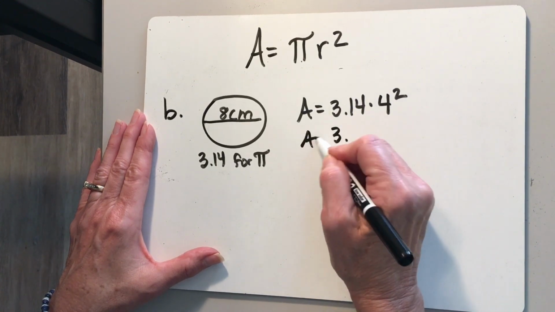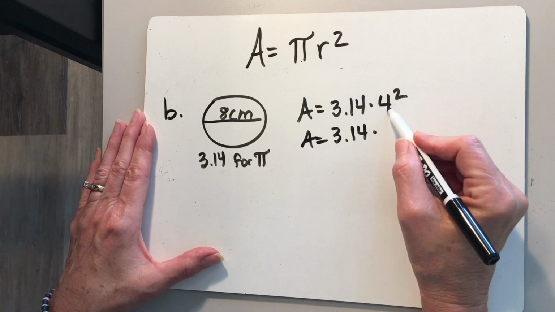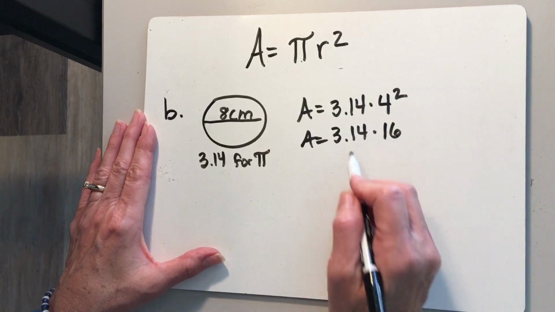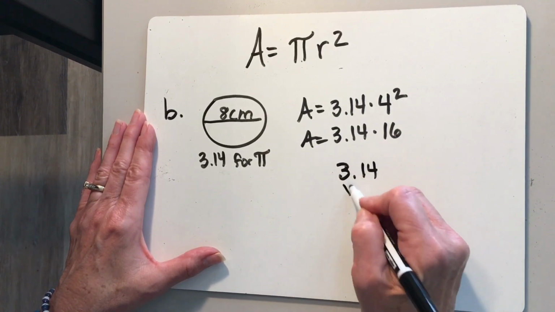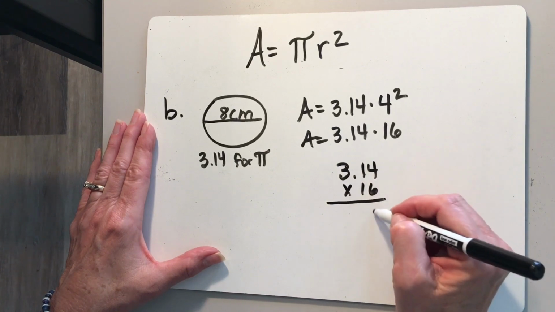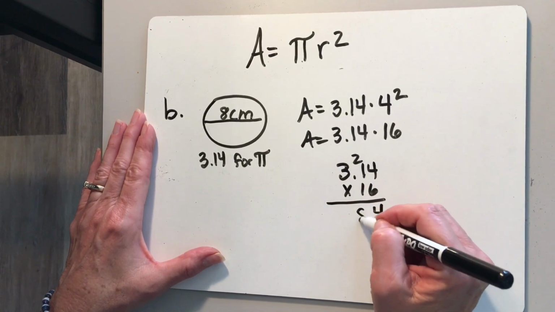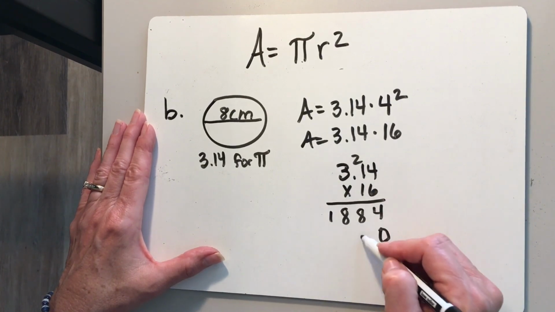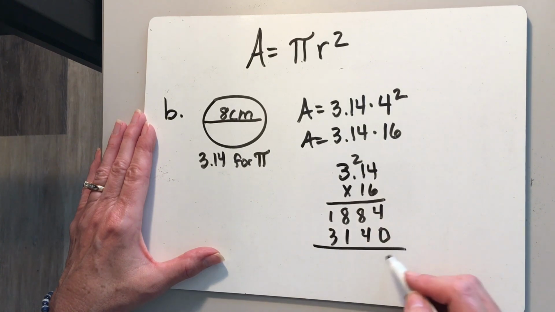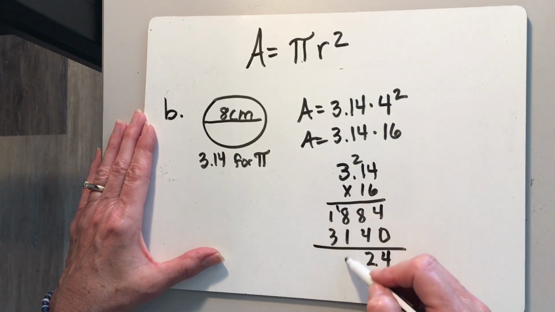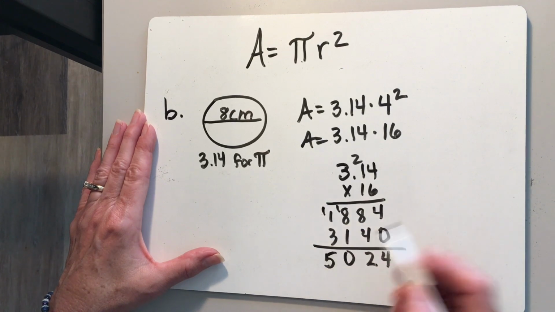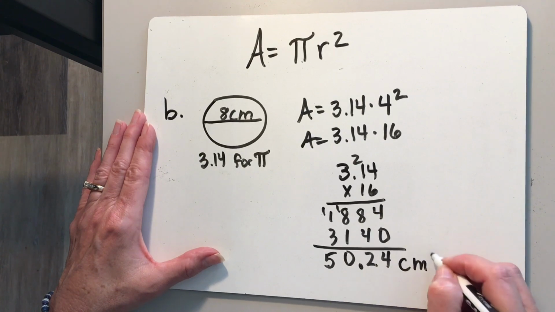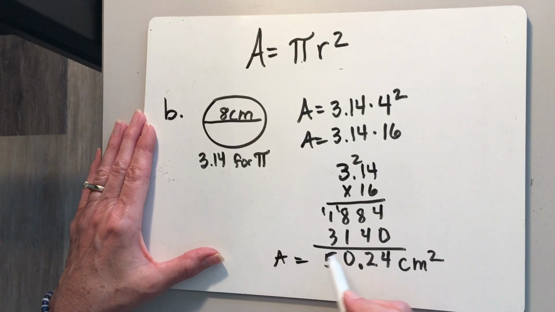Area is equal to 3.14 times, remember this is 4 times 4, not 4 times 2. Remember, it's squared, not times 2. So now we have to do our math. 3.14 times 16. 4 times 6 is 24. That is 8. That is 18. 4 times 1 is 4. 1, 3. Now we add 12, 10, and that would be 5. Decimal goes right here, and it's 50.24 centimeters squared. That would be the area of this circle right here.